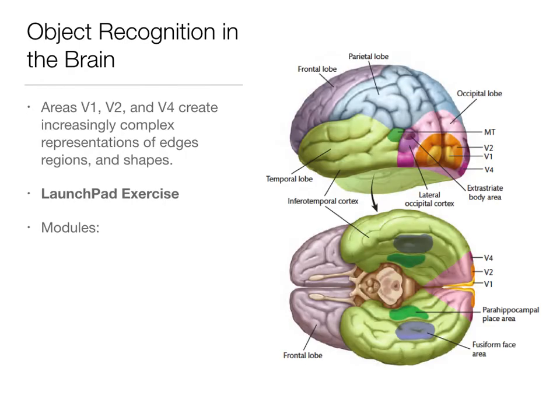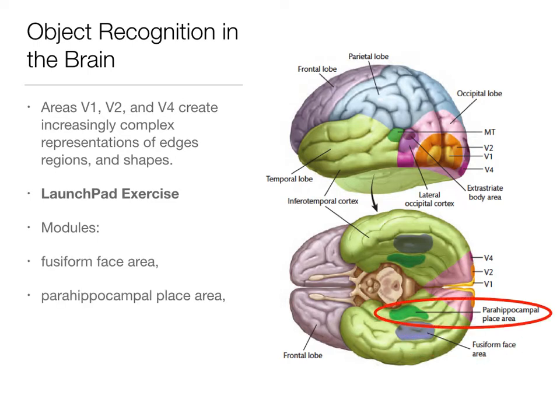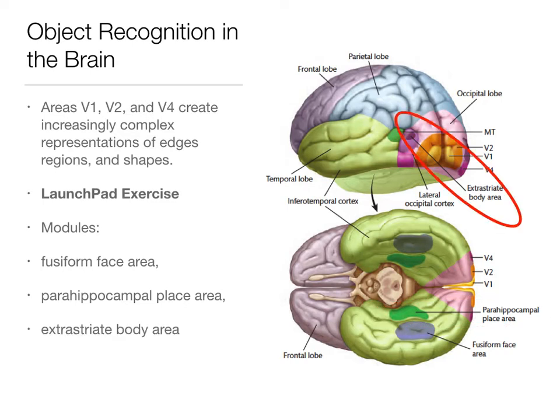So again, we're going to walk you through this through the LaunchPad exercise. It's really going to focus on the fusiform face area, the parahippocampal place area, and the extrastriate body area. So those are the three areas that the LaunchPad exercise will focus on to work you through this idea of both modularity in coding and distribution in coding.